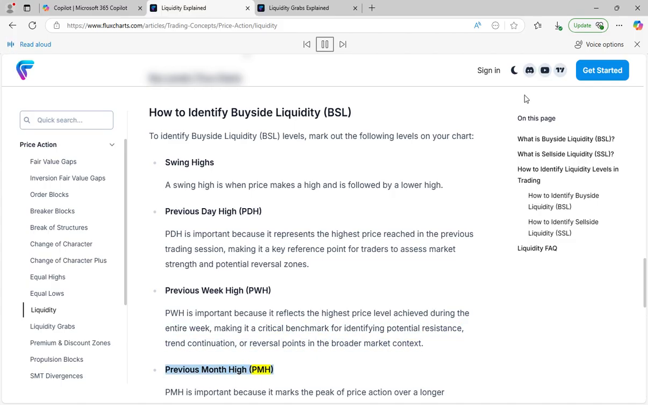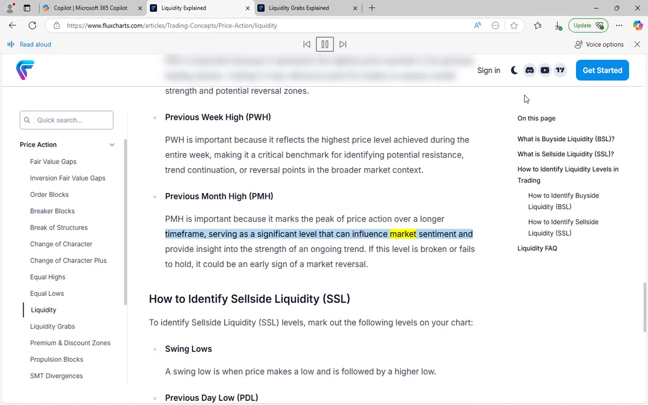Previous month high, PMH. PMH is important because it marks the peak of price action over a longer time frame, serving as a significant level that can influence market sentiment and provide insight into the strength of an ongoing trend. If this level is broken or fails to hold, it could be an early sign of a market reversal.